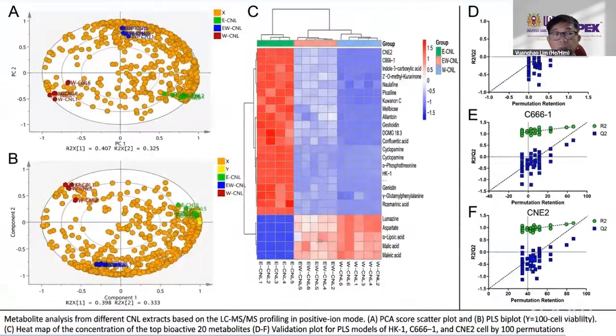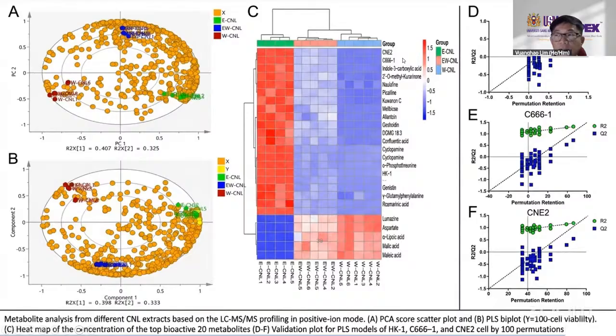Then we proceed with the fractionation. We fractionate it into a few fractions to further concentrate the bioactive constituents. Rather than analyzing the crude extract alone, the fractionation simplifies the metabolite composition, which improves the ability to identify compounds.